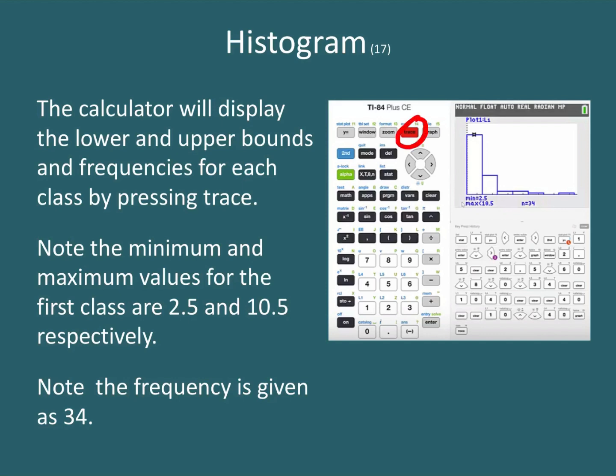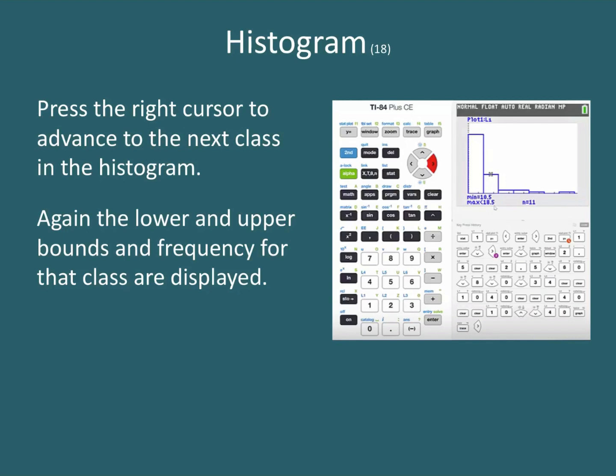Note the minimum and maximum values for the first class are 2.5 and 10.5 respectively. And note the frequency given as 34 in this first bar. If you press the right cursor to advance to the next class, again, you will see the lower and upper bounds for this particular class, including its height.